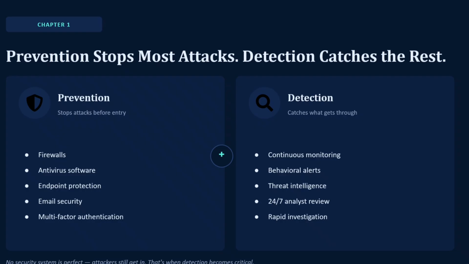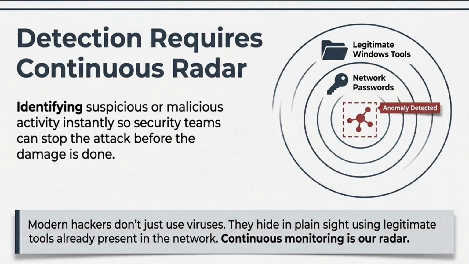Every company tries to prevent attacks using tools like firewalls, antivirus software, endpoint protection, email security, and multi-factor authentication. However, no security system is perfect. Sometimes attackers still manage to get inside. That is when detection becomes critical. Cybersecurity detection means identifying suspicious or malicious activity as quickly as possible so the security team can investigate and stop the attack before it causes more damage.